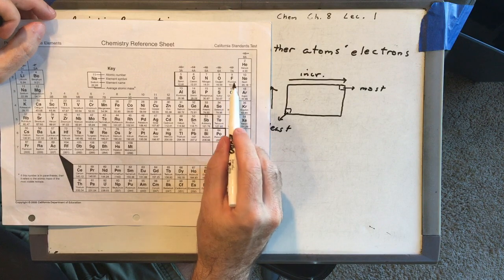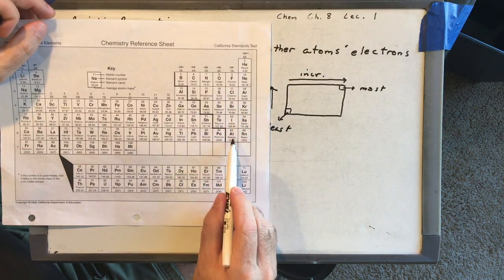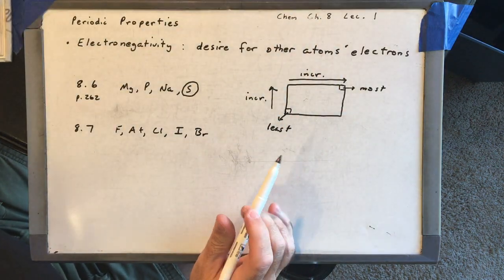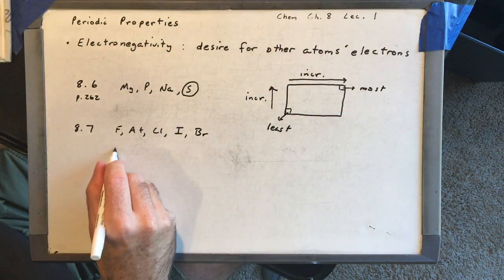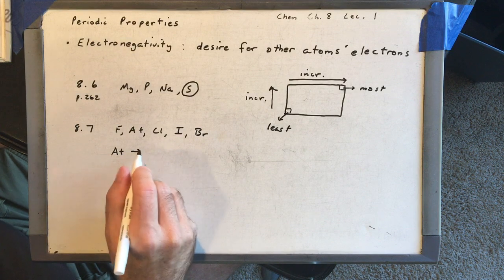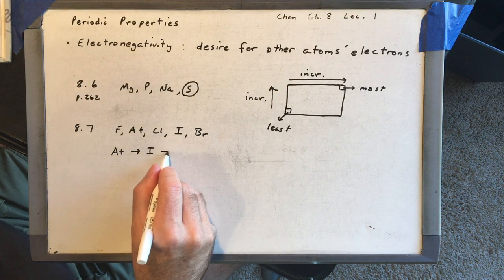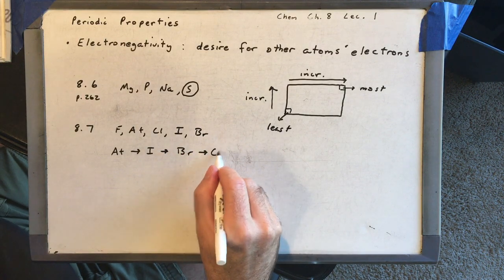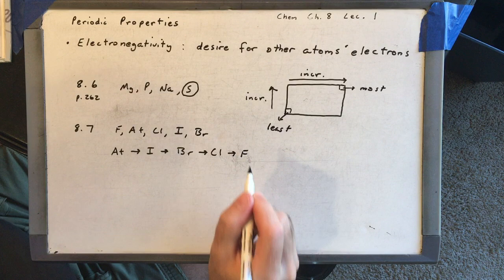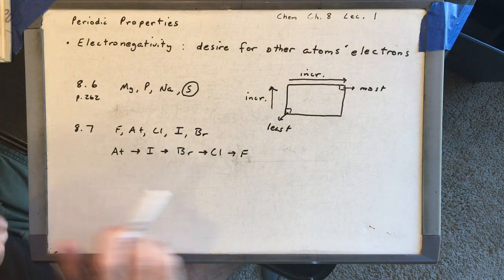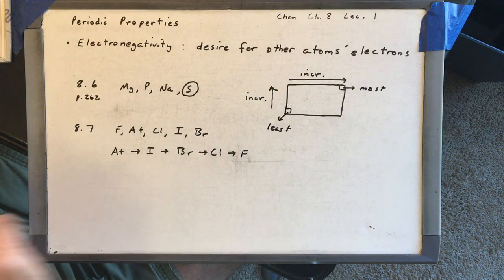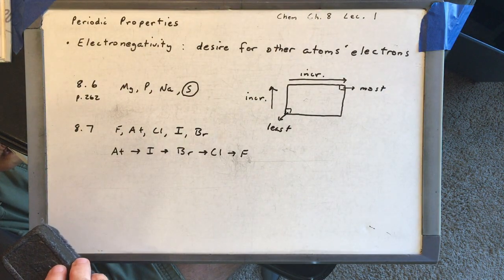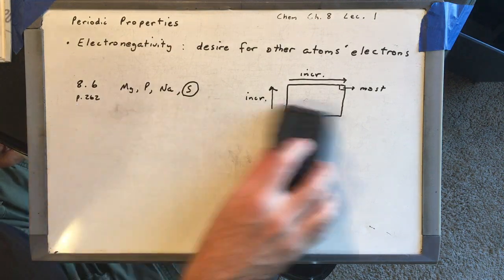So the highest electronegativity is up here at the top, and the lowest is down here at the bottom. So if we order them in terms of increasing, we would start with astatine, and then we go to iodine, then bromine, then chlorine, and then fluorine. Those with a high electronegativity are very reactive. You'll see them in a lot of different chemical reactions. All right, one more periodic property, so pause the video if you need to.